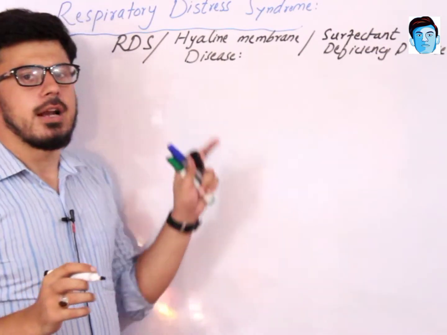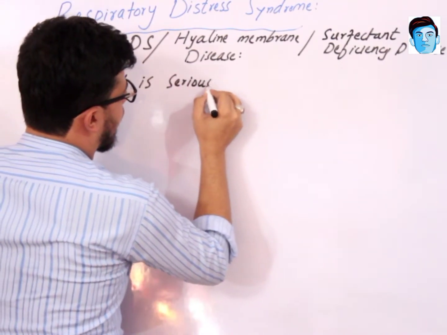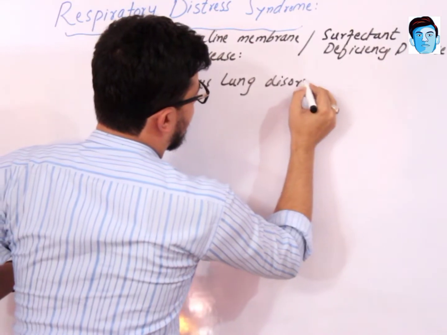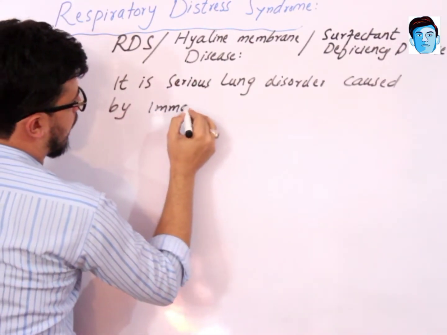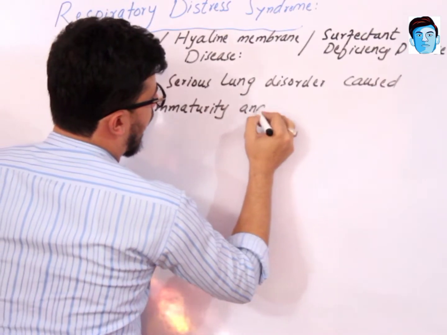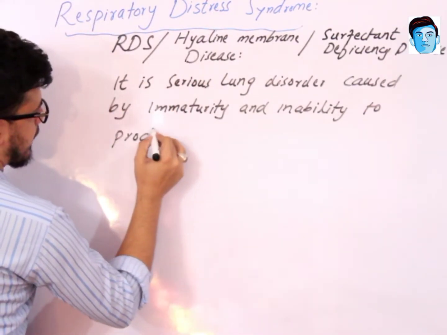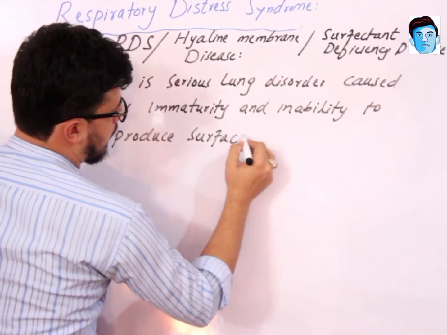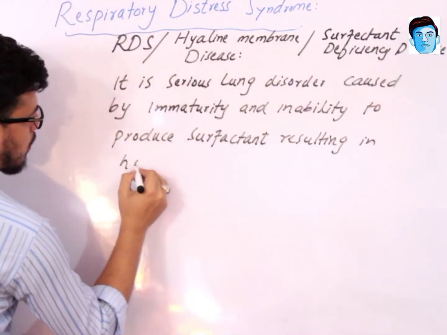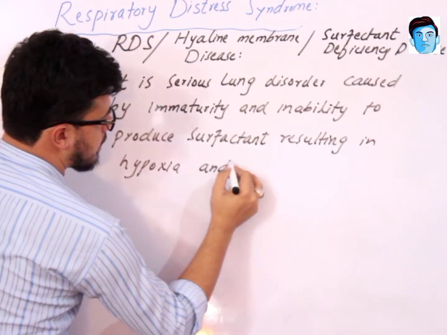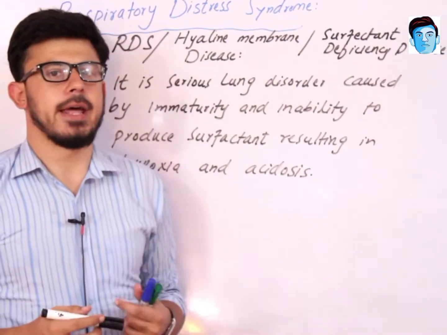But how will we properly define respiratory distress syndrome? It is a serious lung disorder caused by immaturity and inability to produce surfactant, resulting in hypoxia and acidosis.